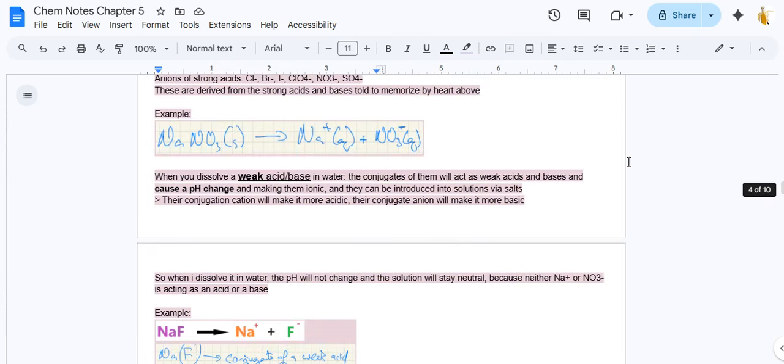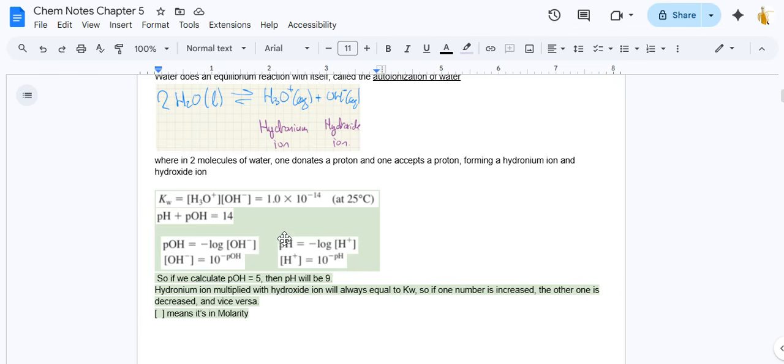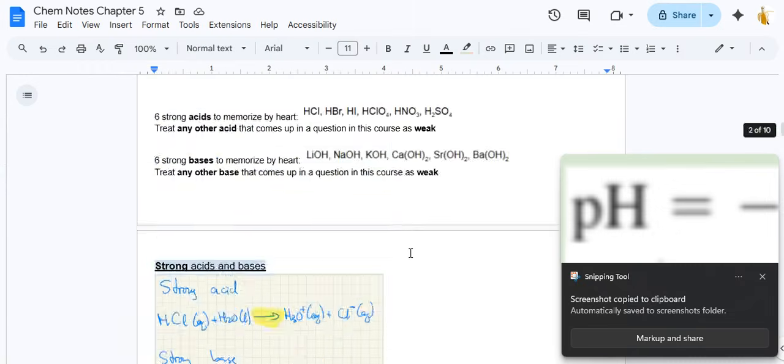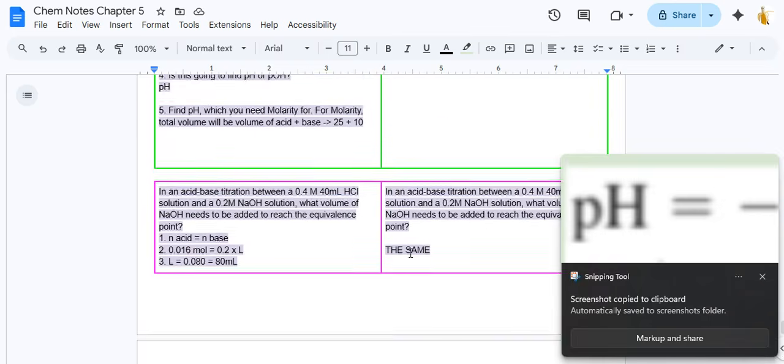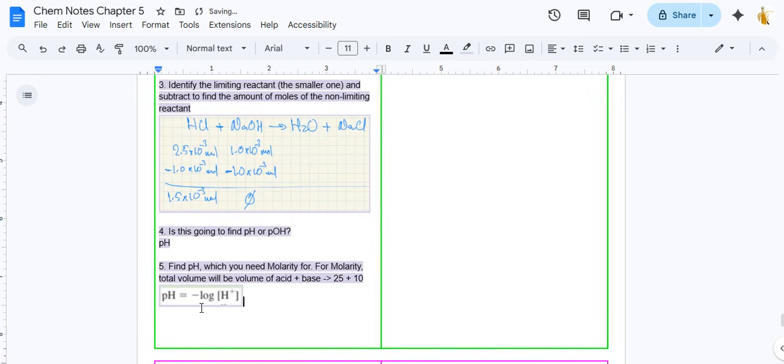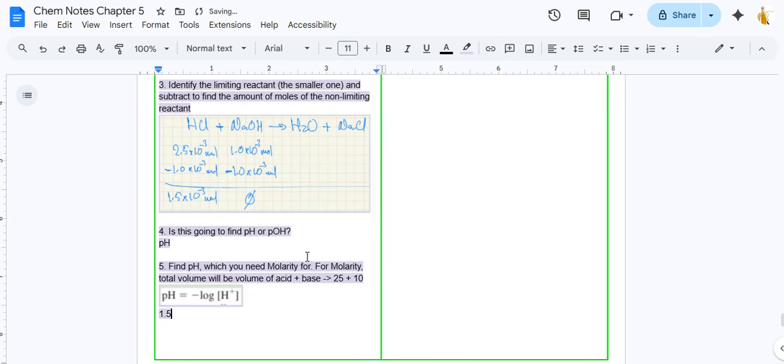So the pH formula would be this. And remember that the pH formula uses the molarity of something. And what we have here is moles. So that can be rewritten as that. So what we have here is moles, and molarity is moles over liters.